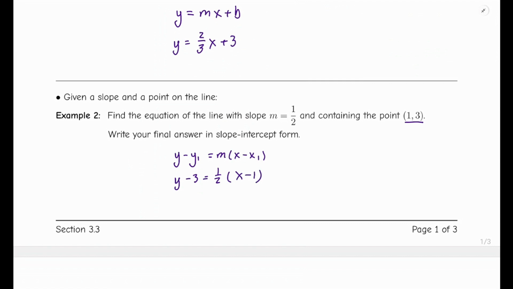Technically, this is the answer, but a lot of times you will be asked to convert this to slope-intercept form. And all that entails is solving for y. So distribute the 1/2, get y minus 3 equals 1/2 x minus 1/2. Add 3 to both sides, and we get y equals 1/2 x plus 5/2. And that is the slope-intercept form of the equation.